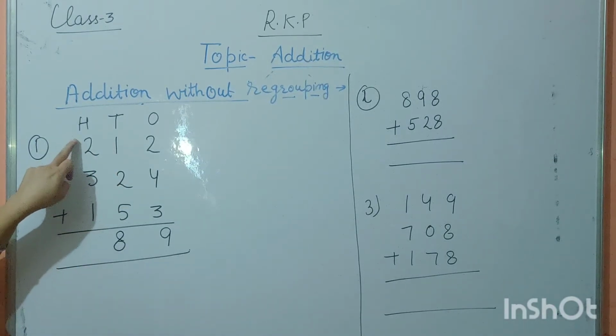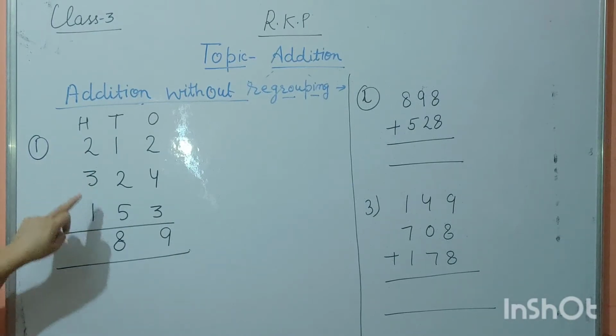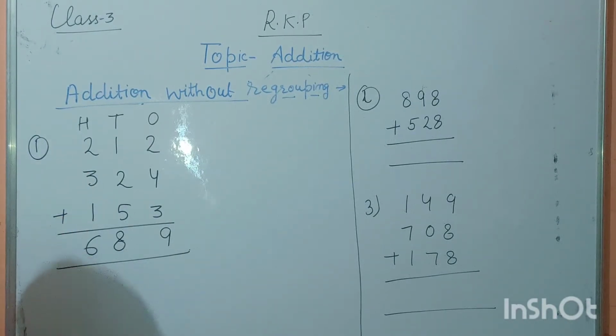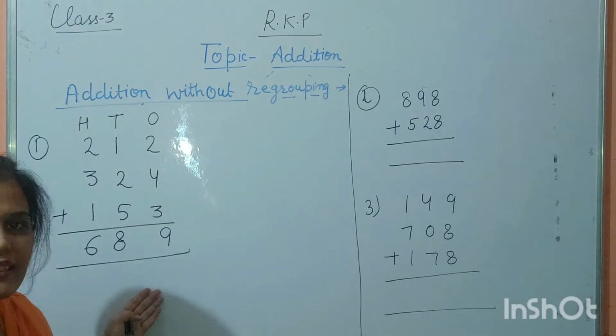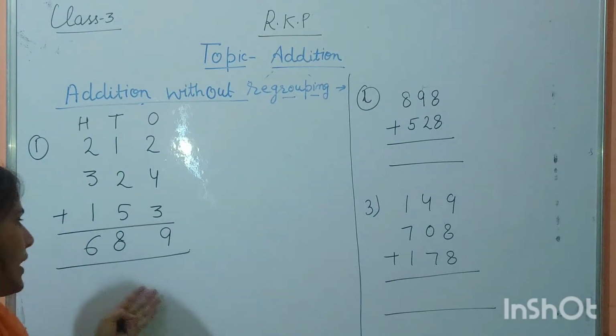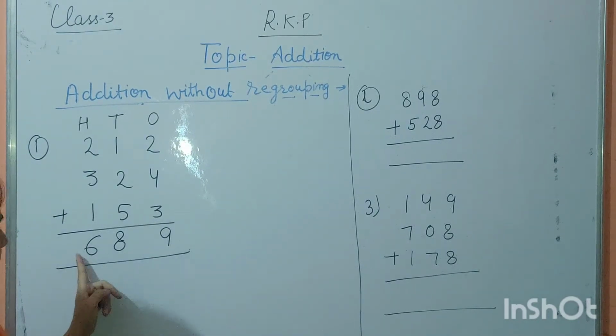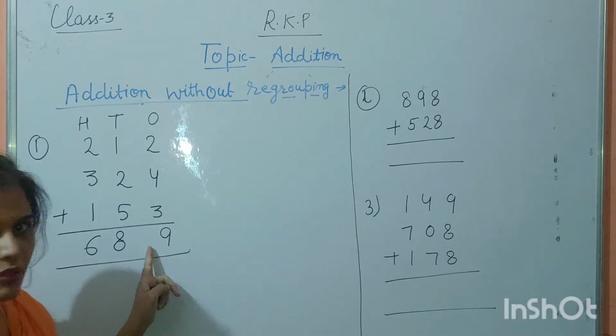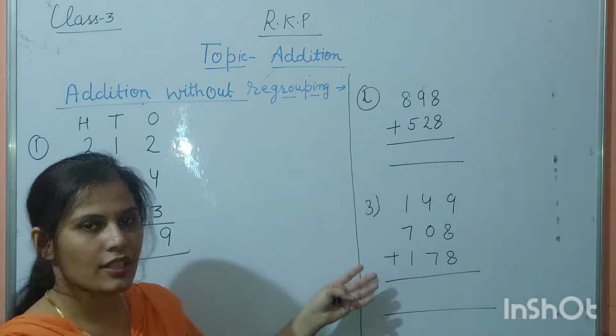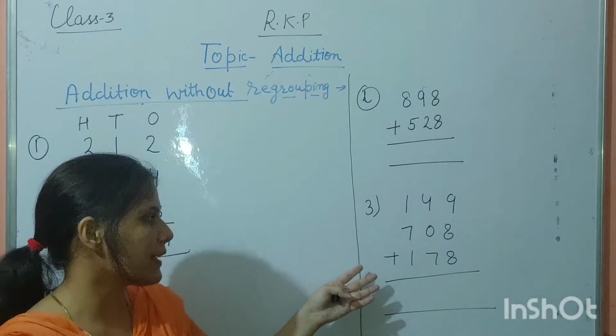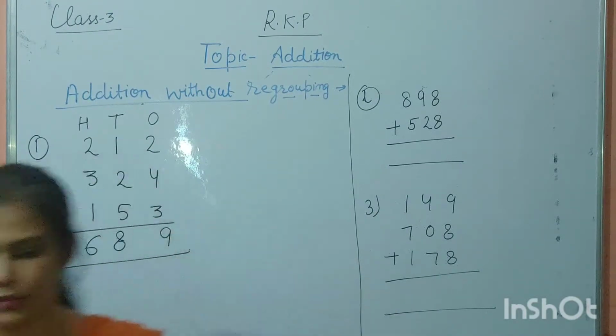Now come to the hundreds place. 2 plus 3 is 5, 5 plus 1 is 6. So this is one example of addition without regrouping, and you can read it also. 689. Okay. These two questions are given to you, so do these practice questions by yourself.